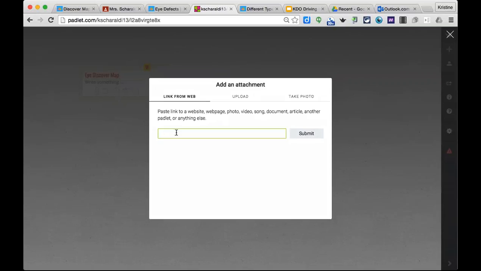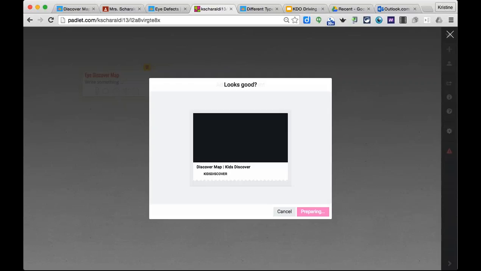The icon that looks like a cog is where you can make some customizations to the background and the formatting. But what I want to do is just show you how easy it is to add a post, and it's simply double tapping or double clicking on the wall. So if I was going to use my iTopic as an example here, I can type in I Discover map. And since I already have the link copied on my clipboard, I can just go to the plus icon to add that link as an attachment, paste it here and submit that.